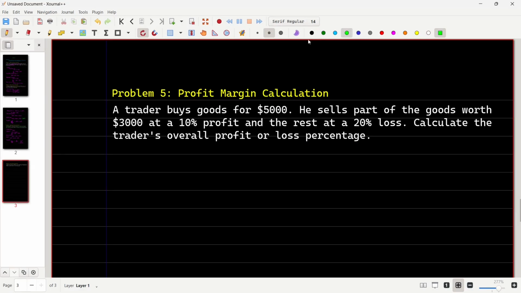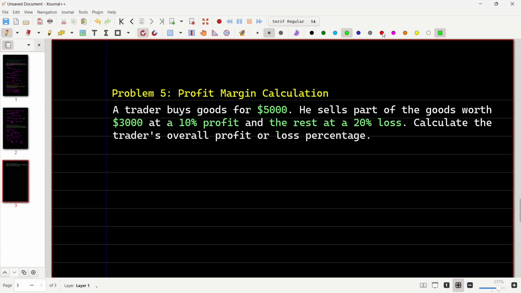So let's extract information from this problem. A trader buys goods for $5,000, so that's his cost price. He sells part of the goods worth $3,000 at a 10% profit. So $3,000 of the goods is sold at a 10% profit, and the rest at a 20% loss. You're required to calculate the overall profit or loss percentage.